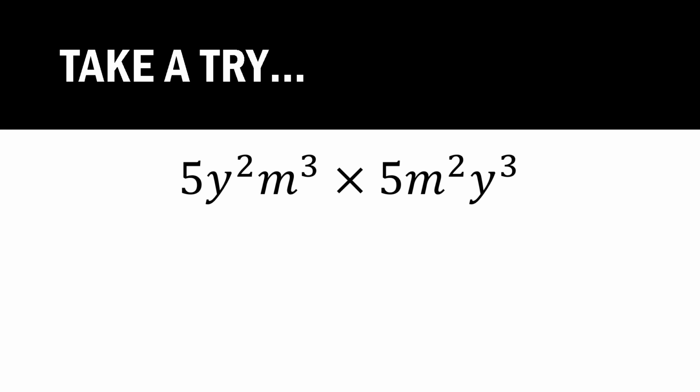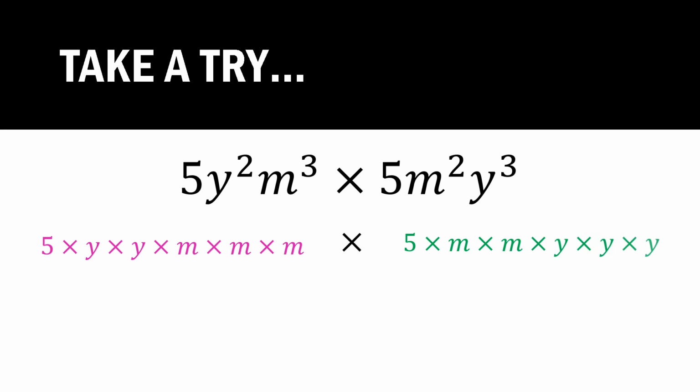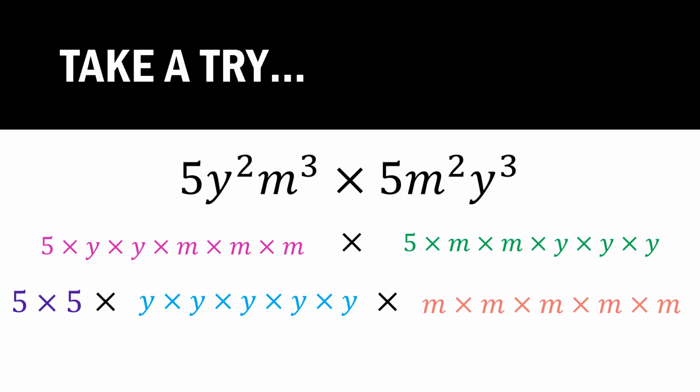Take a try. You can pause this video for a moment and try this by yourself. So we can first expand our first term, 5 times y times y times m times m times m. Then expand our second term, 5 times m times m times y times y times y. We first group our numbers and all our letters that look the same. So we're going to group 5 times 5 together, then our y's together, y times y times y times y, and then our m's together, m times m times m times m times m.